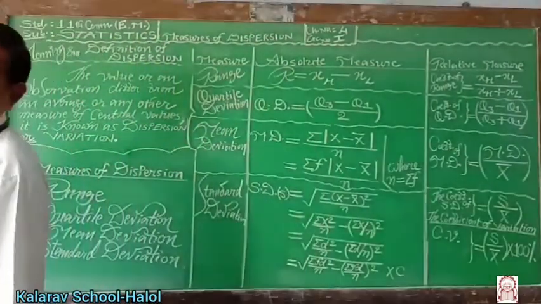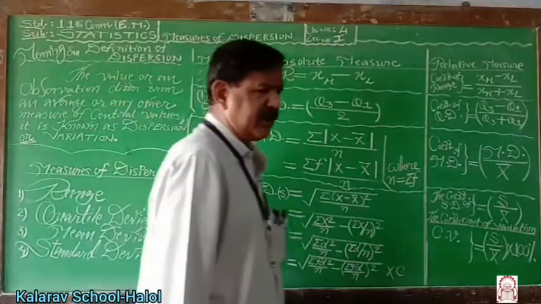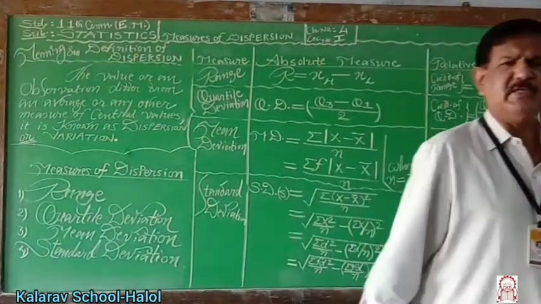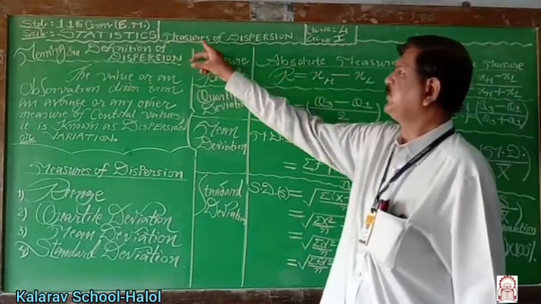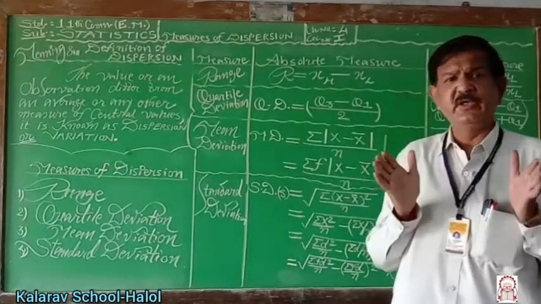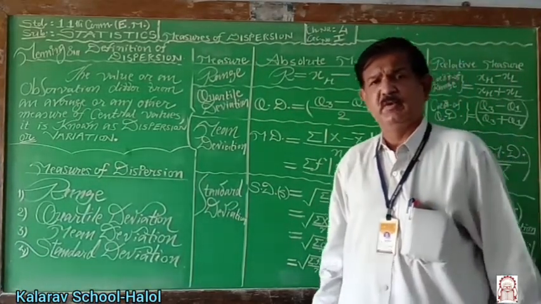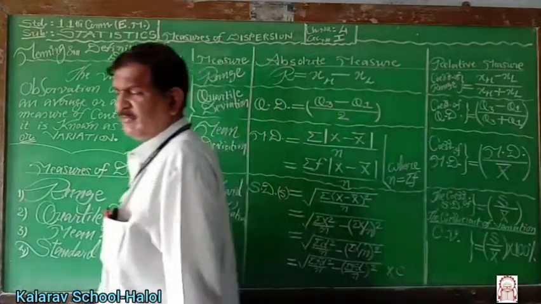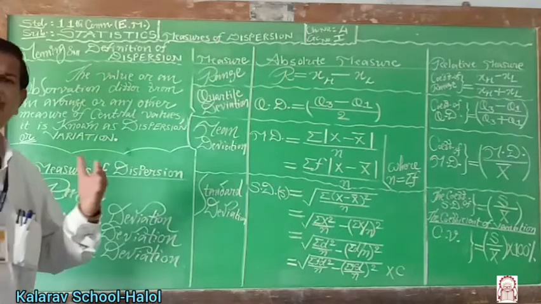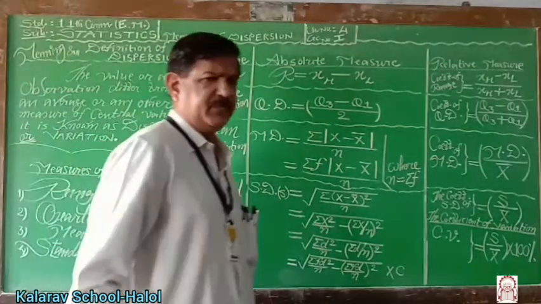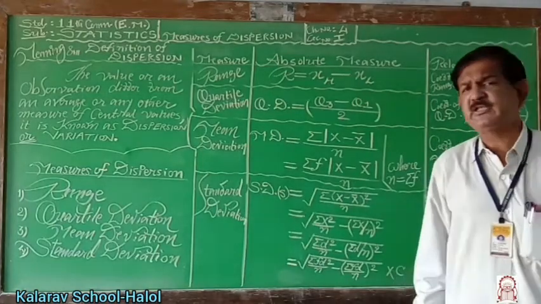After completing 3 chapters in statistics, we are going to start a new and important chapter, the measures of dispersion. That is chapter number 4, measures of dispersion. Dispersion means scattering or variation. The meaning of measure of dispersion is departure from the central position. Departure from the center or the middle position.